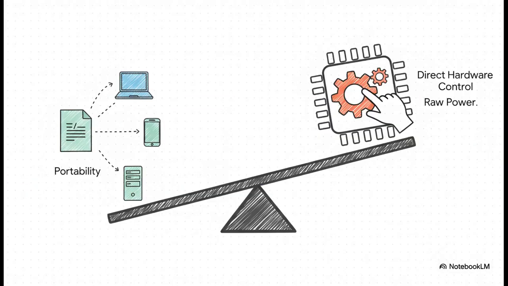So what's the difference between these two? Well, it's really a classic trade-off. On one hand, you've got high-level languages. They're amazing because they're portable. You can write the code once, and it'll run on all sorts of different computers. They hide all the messy, complicated details. But then you have assembly. Assembly's the opposite. It's totally specific to one type of computer hardware. You lose that convenience, but what you gain is just raw power. You get direct, hands-on control of the hardware itself.